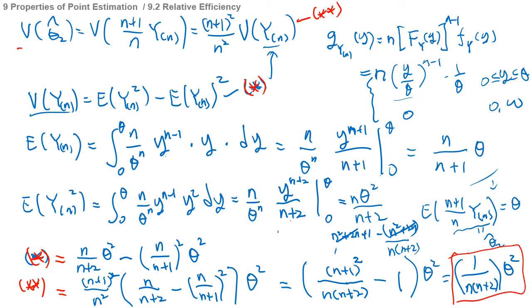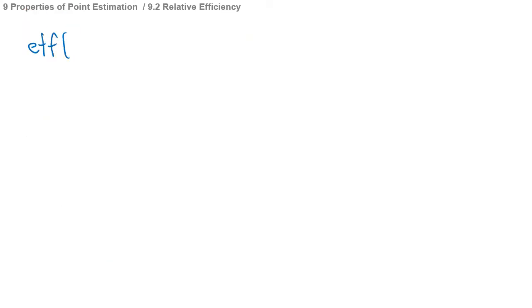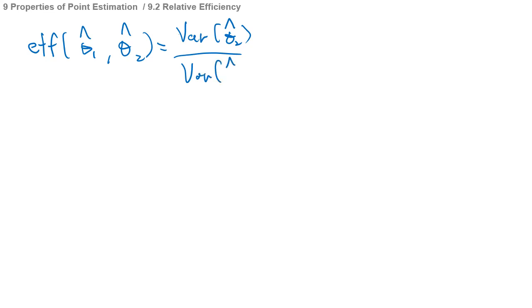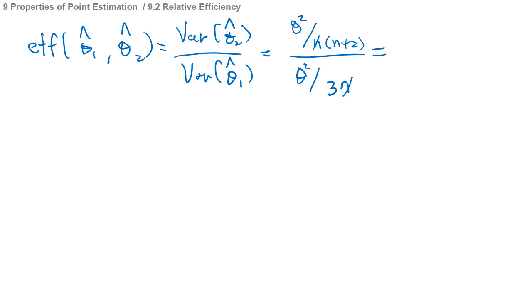The variance for the zeta 2 hat is this thing. So the relative efficiency of zeta 1 hat relative to zeta 2 hat, which is variance of zeta 2 hat divided by variance of zeta 1 hat, and the variance of zeta 2 hat is, from the previous slide, zeta square over n plus 2, and the variance for zeta 1 hat is zeta square over 3n. So this one becomes n cancelled, and we have zeta square cancelled, and we have n plus 2 here and 3 here. So our answer is 3 over n plus 2.